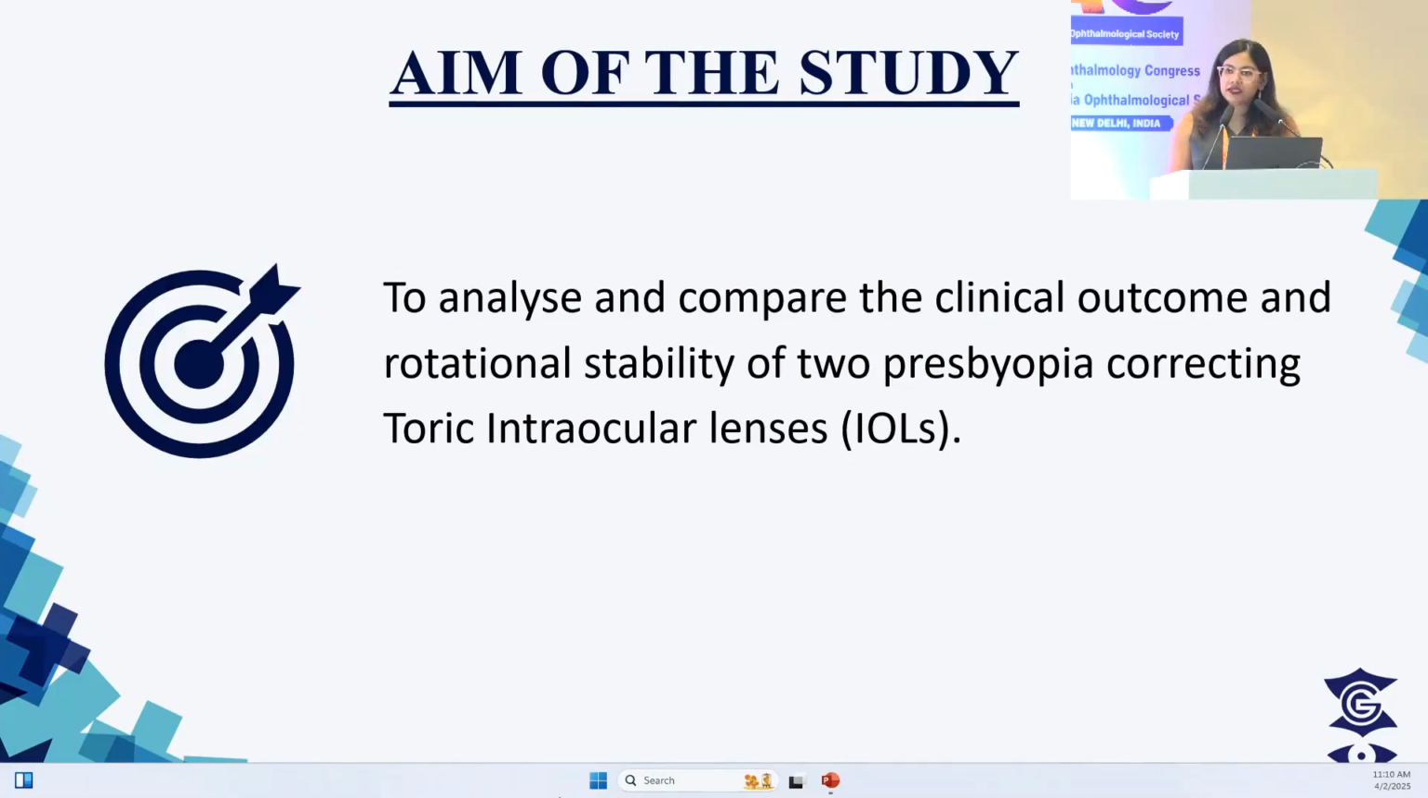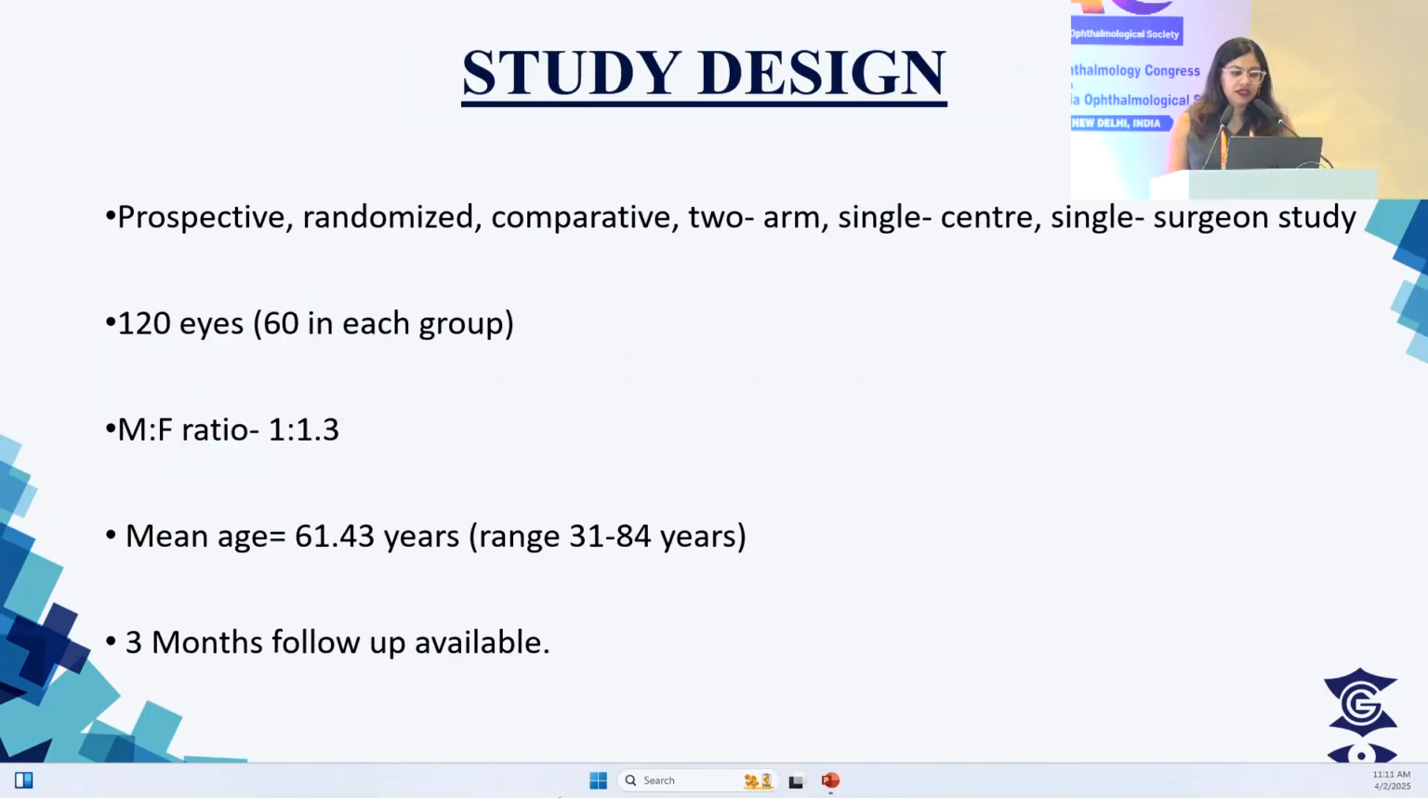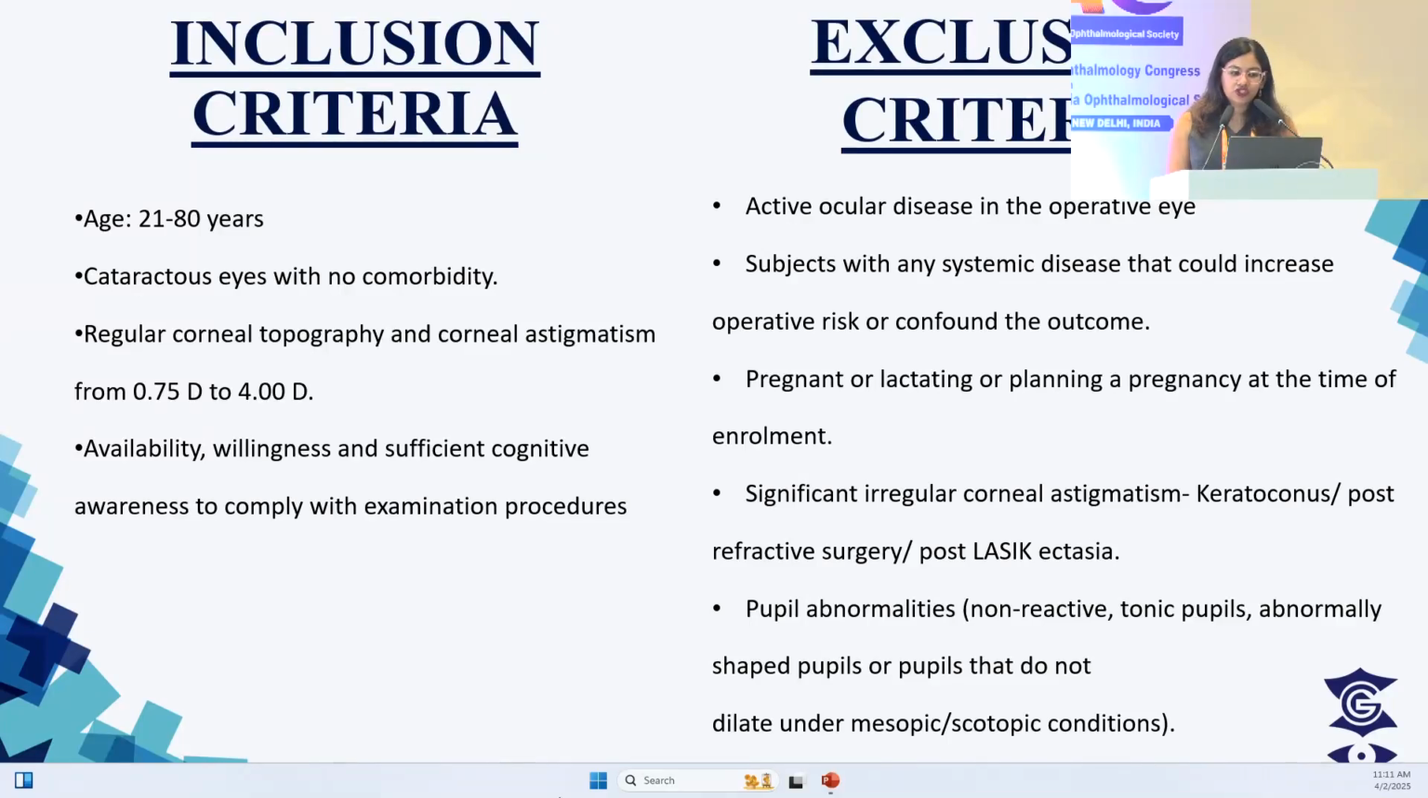The aim of this study is to analyze and compare the clinical outcomes and rotational stability of these two presbyopia-correcting toric intraocular lenses. It was a prospective, randomized, comparative, two-arm, single-center, single-surgeon study with 60 patients in each group, and 3-month follow-up data was available. These were the inclusion and the exclusion criteria.